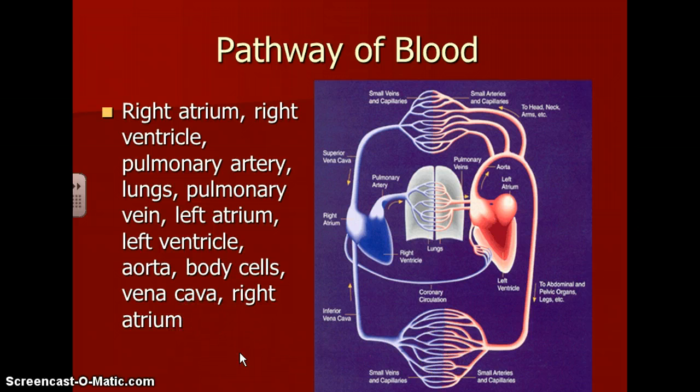The pathway of blood is a little bit tricky, and you will have to know this for the test, so make sure that you get this written down. If we start in the right atrium, then we go to the right ventricle, the pulmonary artery that takes the blood to the lungs, then the pulmonary vein, which brings it back from the lungs to the left atrium, then the left ventricle, from the aorta then to all the body cells, comes back through the vena cava and back to the right atrium of the heart.